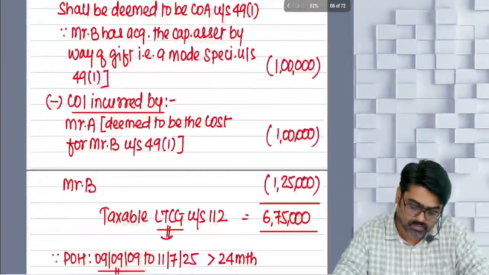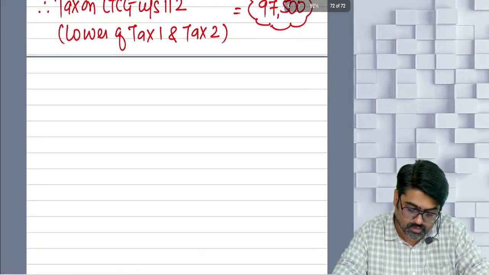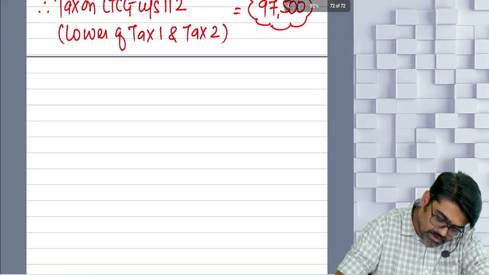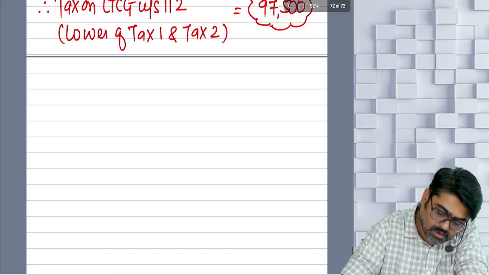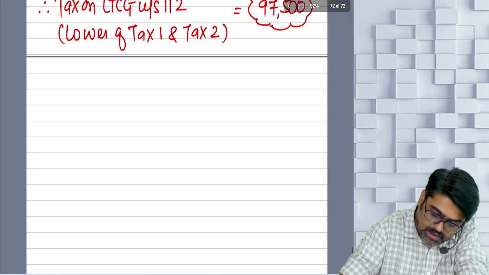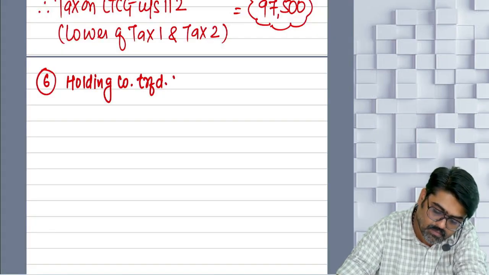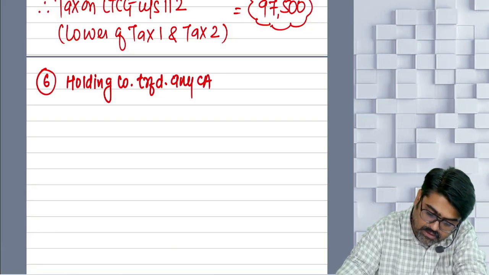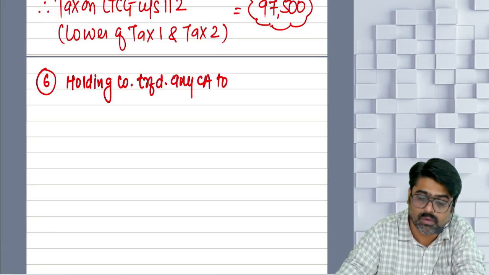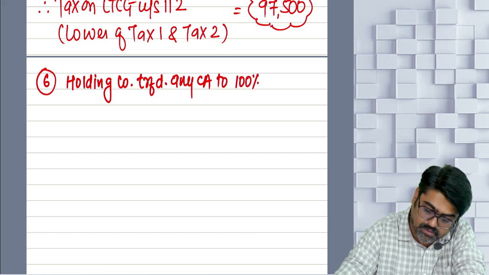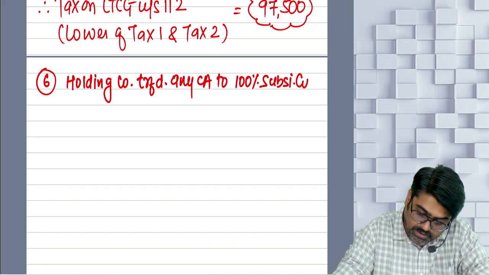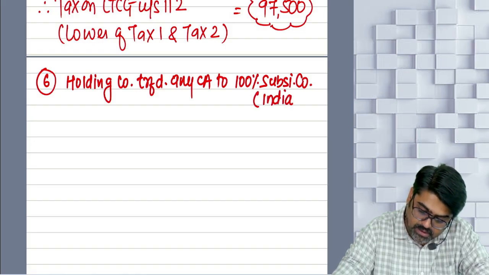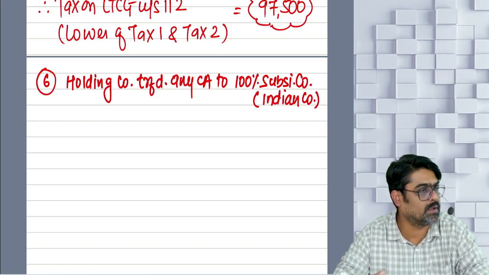Okay. Now coming to transaction number 6. There is a holding company. Holding company transferred any capital asset to 100% subsidiary company, and this company should be an Indian company. Just remember this transaction. No need to get into details.